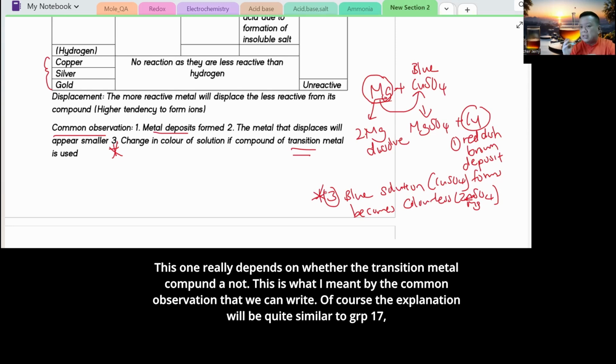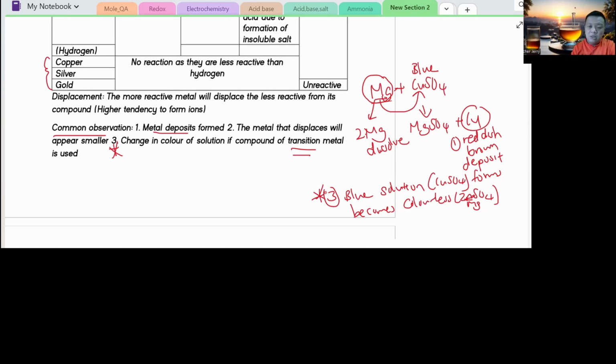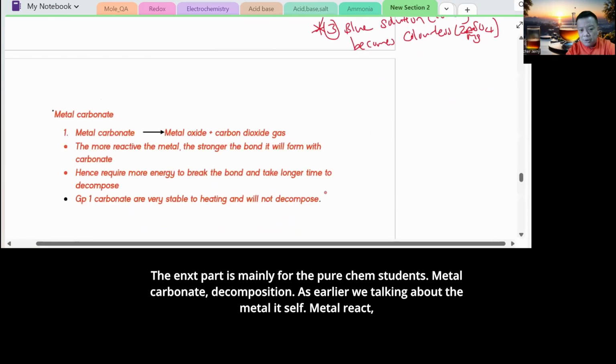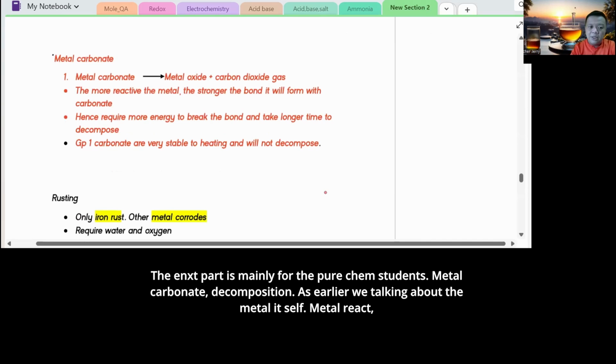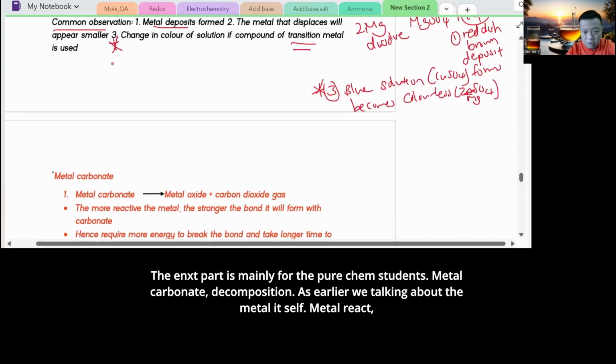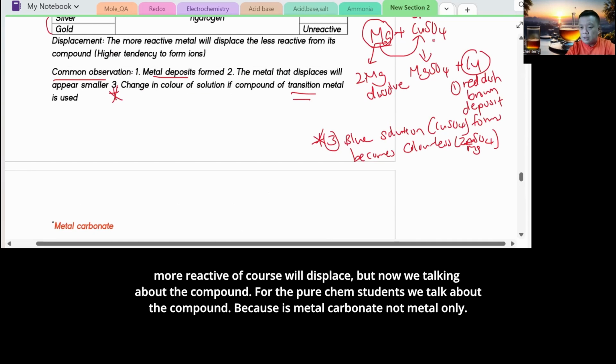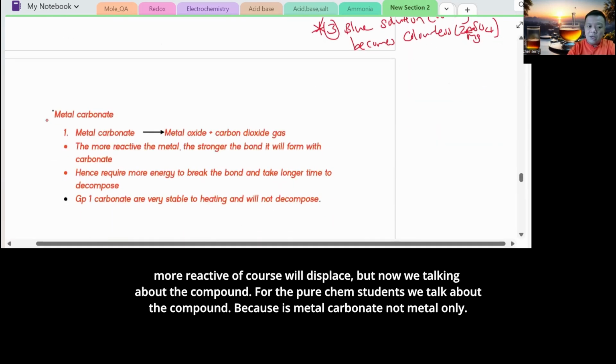Of course, the explanation will be quite similar to group 17, just that now we're talking about metals instead of group 17. All right, the next part is mainly for the pure chem. Metal carbonate decomposition. So now, earlier we were talking about the metal itself, right? Metal reacts, so the more reactive will displace. But now we're talking about the compound. For the pure chem students, we talk about the compound, because it's metal carbonate, not the metal alone.